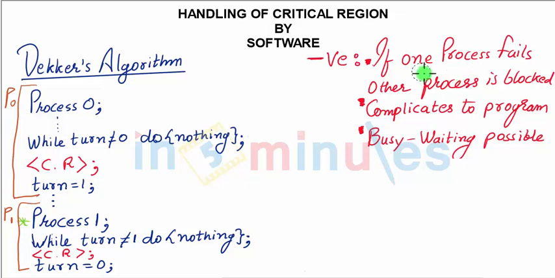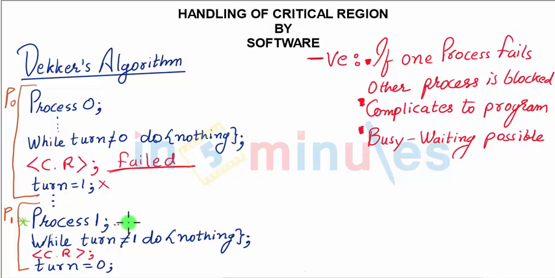First and foremost drawback, if one process fails, other process is blocked. Why? As you can see, if process 0 fails, consider it failed when it was in critical region. Probably this is the point where it failed. Consider this is the point where process 0 failed. At that time it was within the critical region. Now if it failed, the turn is not going to be executed. So turn 1 will never come into picture. Under this scenario, process 1 will never have a chance to get in and do its task.